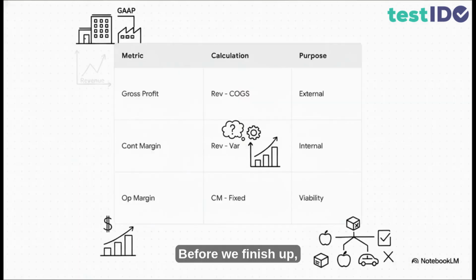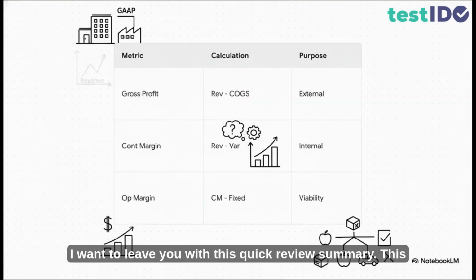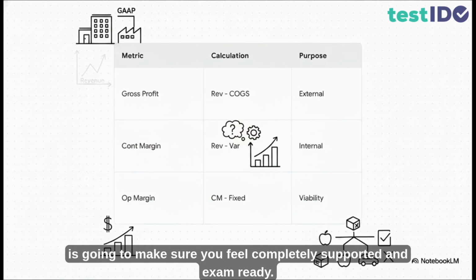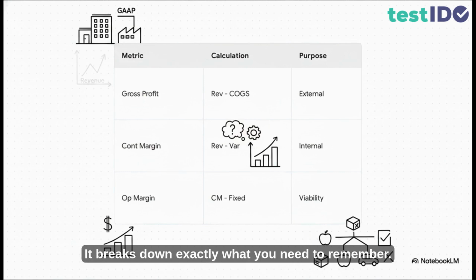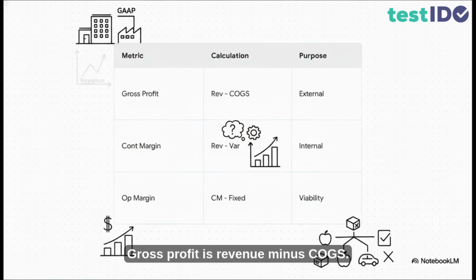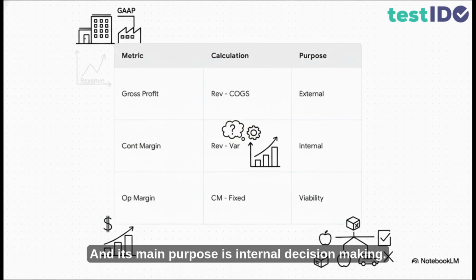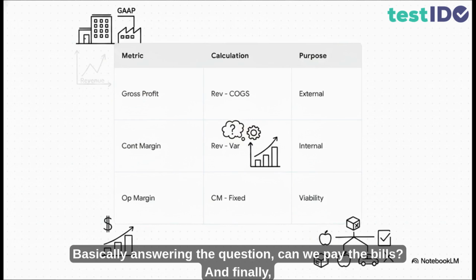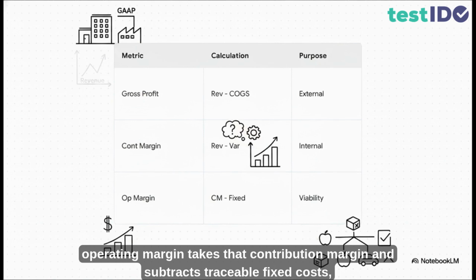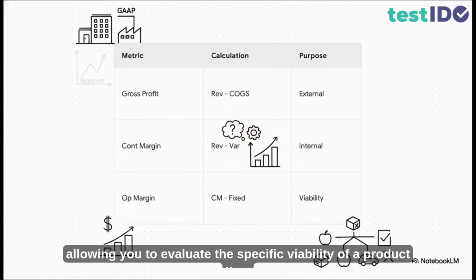Before we finish up, I want to leave you with this quick review summary. This is going to make sure you feel completely supported and exam ready. It breaks down exactly what you need to remember. Gross profit is revenue minus COGS, and it's strictly for external GAAP reporting. Contribution margin is revenue minus all variable costs, and its main purpose is internal decision-making, basically answering the question, can we pay the bills? And finally, operating margin takes that contribution margin and subtracts traceable fixed costs, allowing you to evaluate the specific viability of a product line.